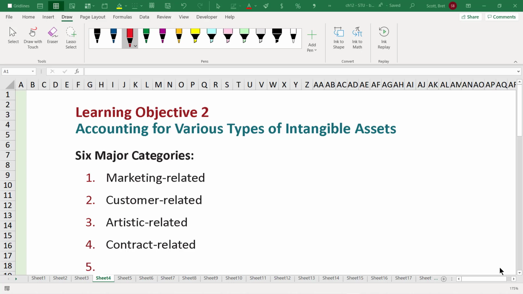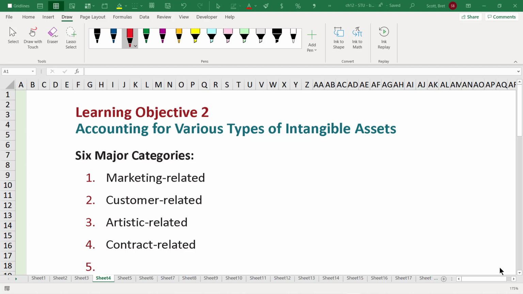All right, so continuing on with Chapter 12, let's go into Learning Objective 2 and talk about the ways in which we account for these types of intangible assets. Now, some people get confused by this. Yes, there's essentially 5 major categories or types of intangible assets, but there are 6 ways we can account for them based on the purpose or what function the intangible asset holds for the company overall.